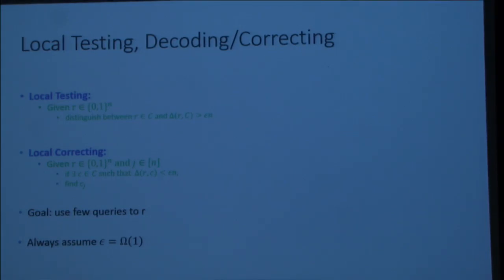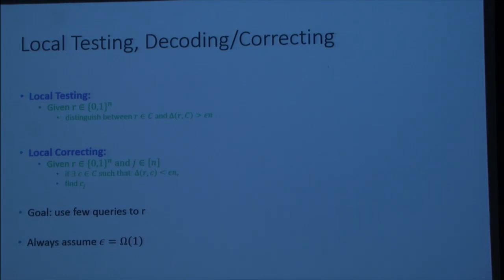So let me introduce what these notions are. The problems we care about most are local testing and local correcting. Local testing is the problem of, given a string r in 0, 1 to the n, distinguish between the two cases: r is a true code word, and r is epsilon far from a true code word. And by just making a few queries into the corrupted code word, can we distinguish between these two cases?